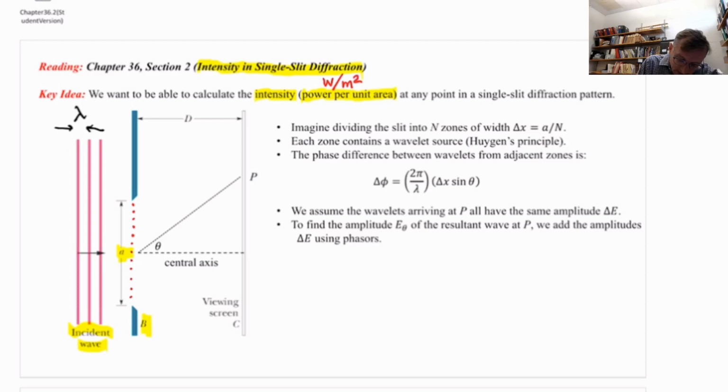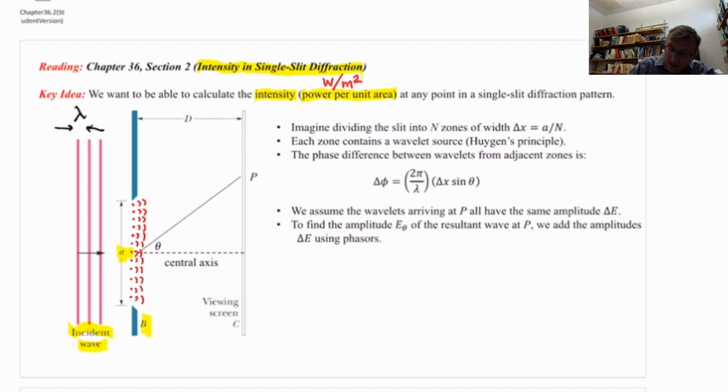And each of those zones acts like a source of a wavelet that's then going outward, a spherical wavelet, so it's curved wavefronts, going outward into the region to the right of screen B. And that's the representation of the flaring, the bending of the wavefront as it goes through the obstacle. They're spherical now because we're bending the wavefront. And we've got a bunch of them, capital N of them.